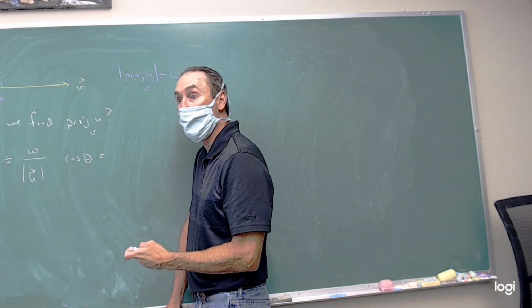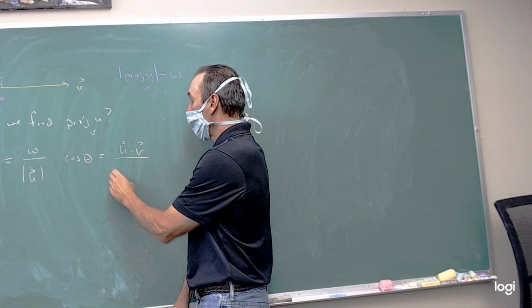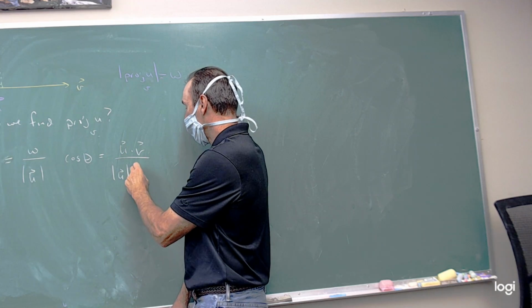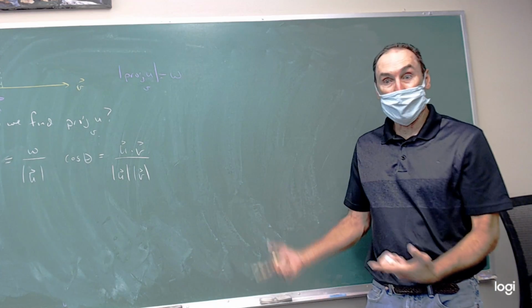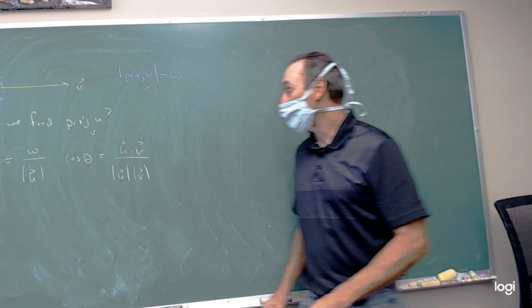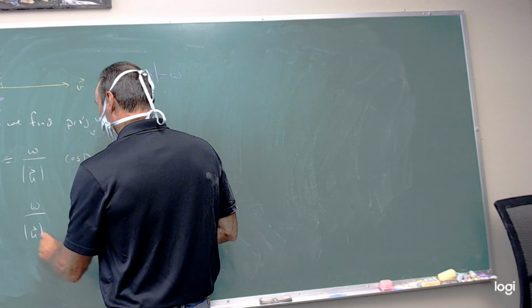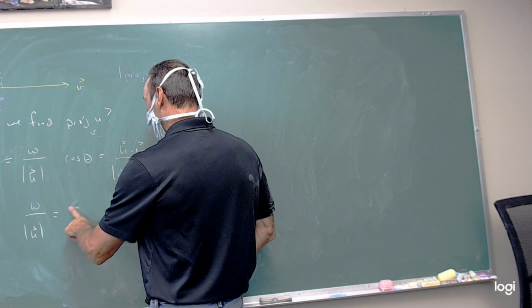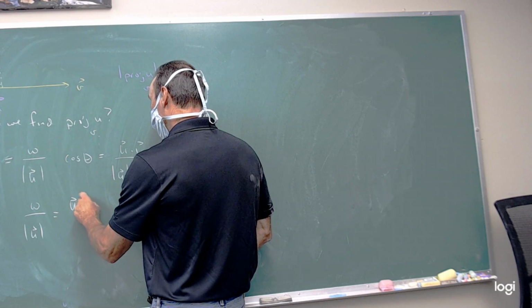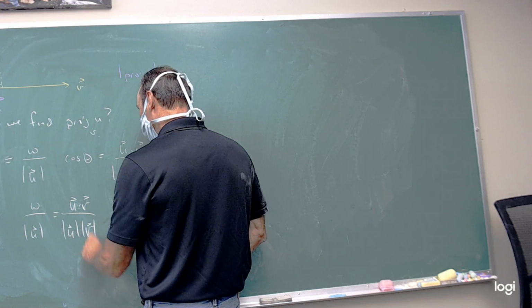It's going to be u dot v over magnitude u, magnitude v. Okay? Well, that's the same cosine theta. So now we can set those equal to each other. So this w that we're trying to find over the magnitude of u is u dotted with v over magnitude u, magnitude v.